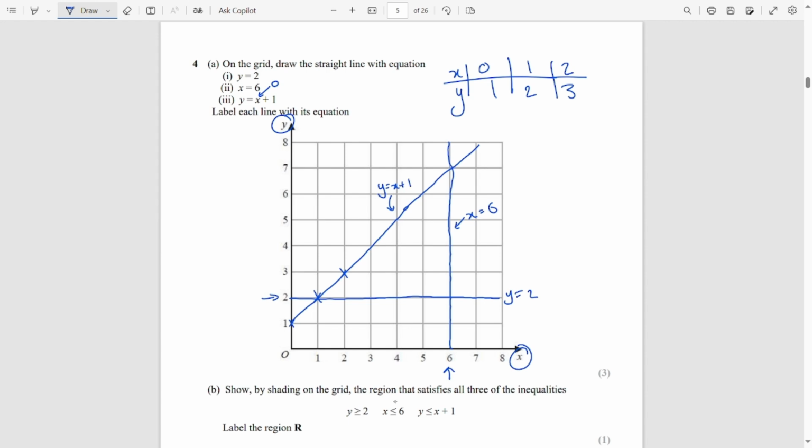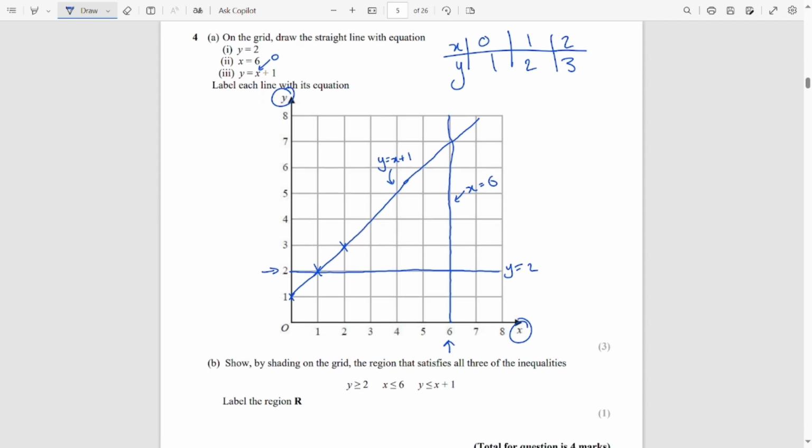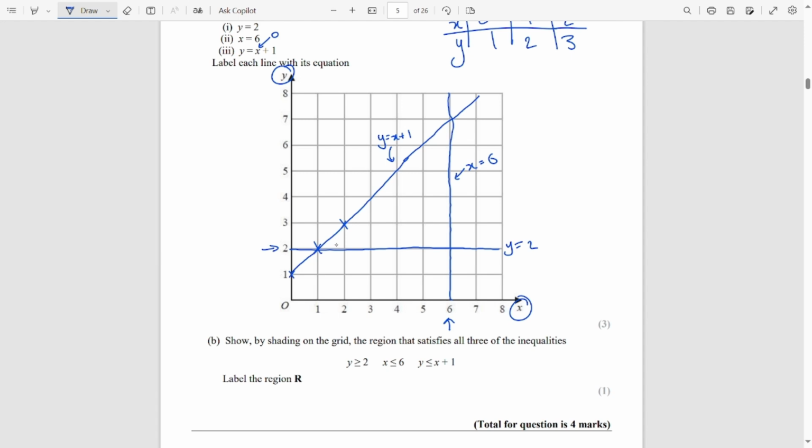Okay, show by shading on the grid the region that satisfies all three of these inequalities. I'll give you a little tip here. I'm quite certain, without even looking at it, that it's going to be this shape here. It's usually the area that has been naturally bounded. You can see that kind of triangle shape that's been made by the lines. It's very unusual that you have something like down here, for instance. But we will just check that my hypothesis is correct by actually looking at the inequalities.